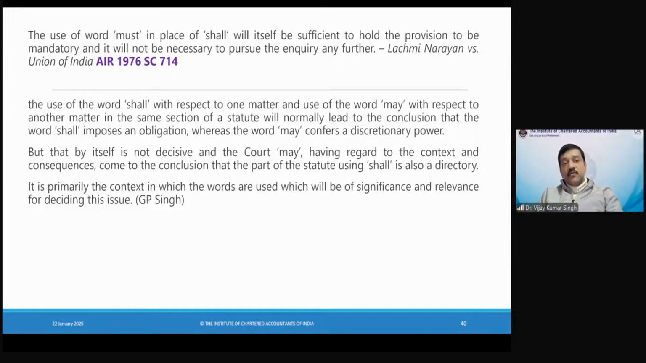The use of the word "must" in place of "shall" will be sufficient to hold that the provisions are mandatory. So wherever you find the word "must", no further interpretation is required as to whether it will be "may" or "shall". It is "must".